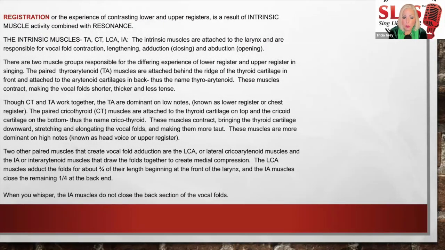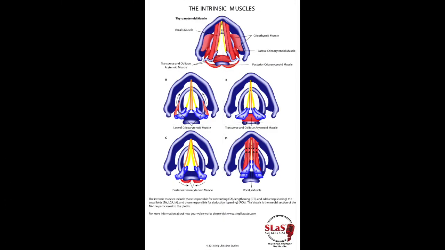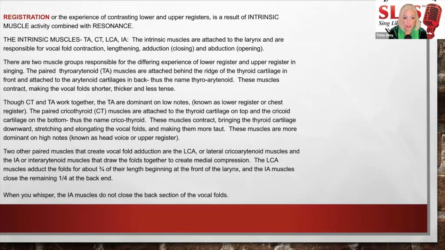The paired thyroarytenoid or TA muscles are attached behind the ridge of the thyroid cartilage in front and attached to the arytenoid cartilages in back, thus the name thyroarytenoid. These muscles contract, making the vocal folds shorter, thicker, and less tense. The CT and TA work together. The TA muscles are dominant on low notes. This is known as the lower register or chest register.